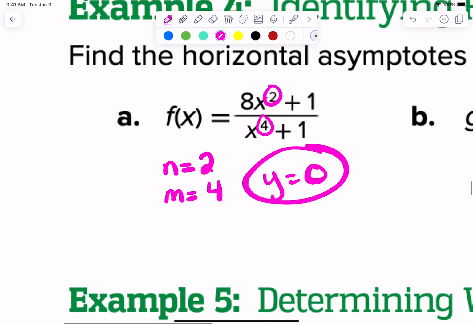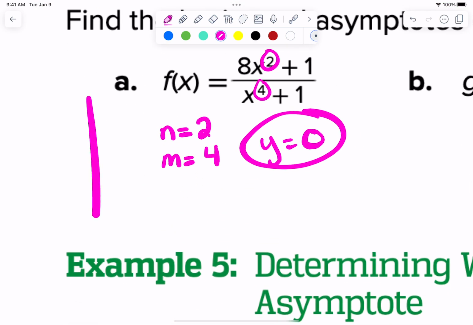Okay? Now, do you know what it means when I say y equals 0 is my HA? That's where it's approaching. It's right here, like at 0. My horizontal line is at 0. It's not moving, right? It's bottom heavy. It's going to sit there.